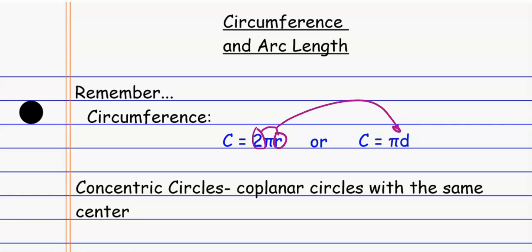Okay, so saying 2 pi r versus pi d means the same thing, but that's how we find the circumference, which is the distance around this circle. It's like the perimeter of the circle, all right?